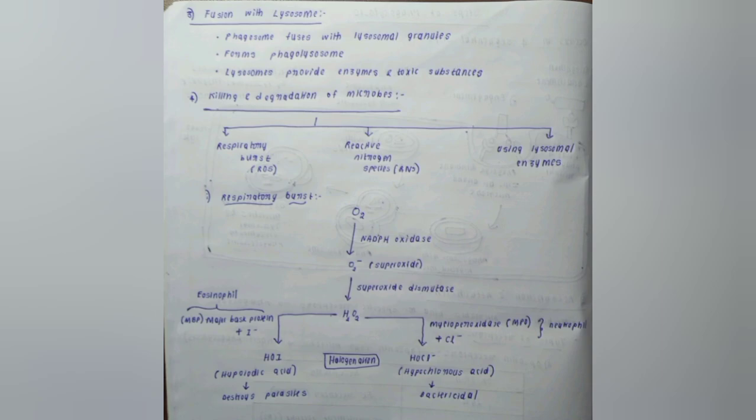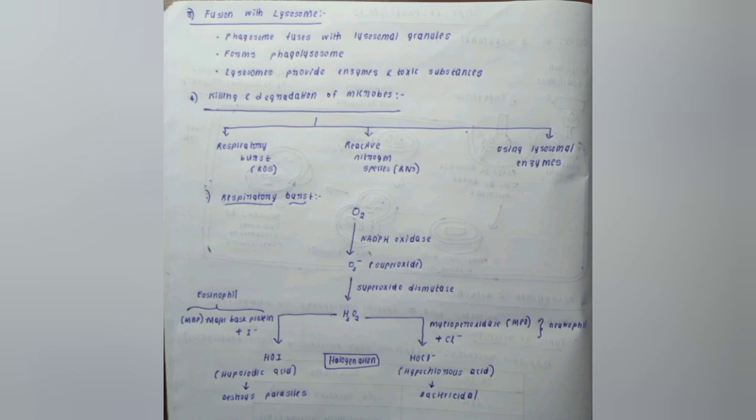Okay, now coming to the third process, it is fusion with the lysosome. The phagosome basically fuses with the lysosomal granules, and that basically forms the phagolysosome. So lysosome provide enzymes and toxic substances. One point I would like to mention here is that in order to happen this fusion, lysosome basically requires a transporter. Okay, so that transporter is produced by LYST gene.